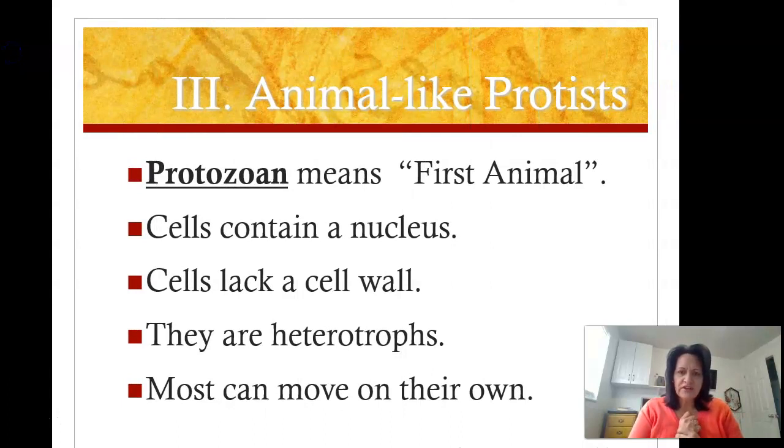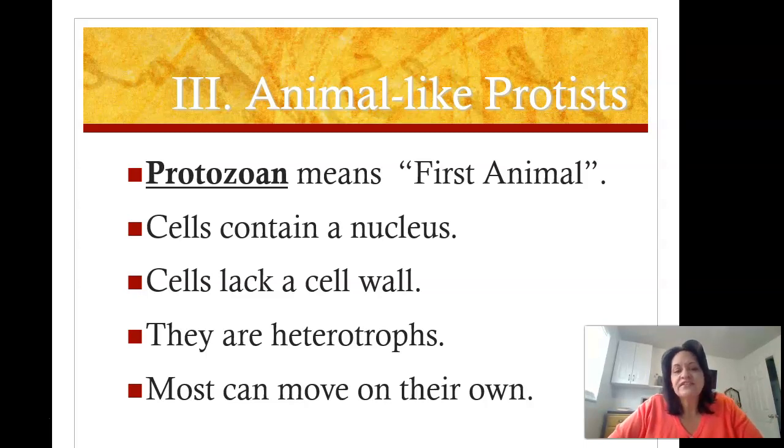So this is the end of the first section of notes on Kingdom Protista. I think it's like middle of page 3 for you. We've got in your notes, go ahead and write in protozoan means first animal.